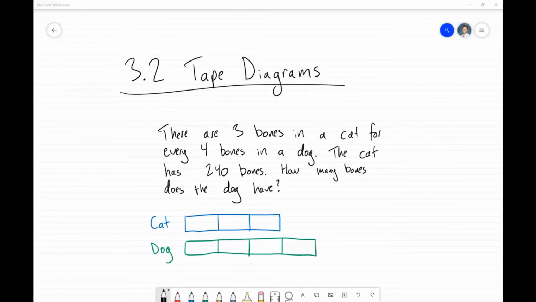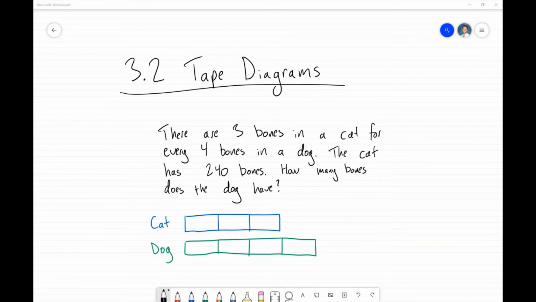So we are looking at tape diagrams, which are one way that we can visualize and represent ratio problems. So let's look at this example here. There are 3 bones in a cat for every 4 bones in a dog. The cat has 240 bones. How many bones does the dog have?